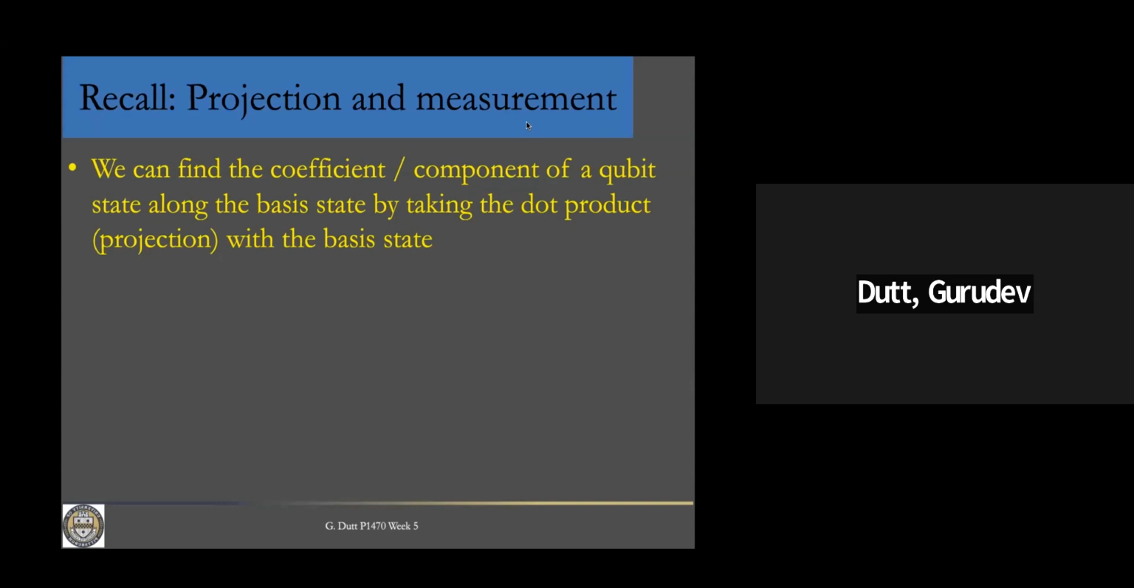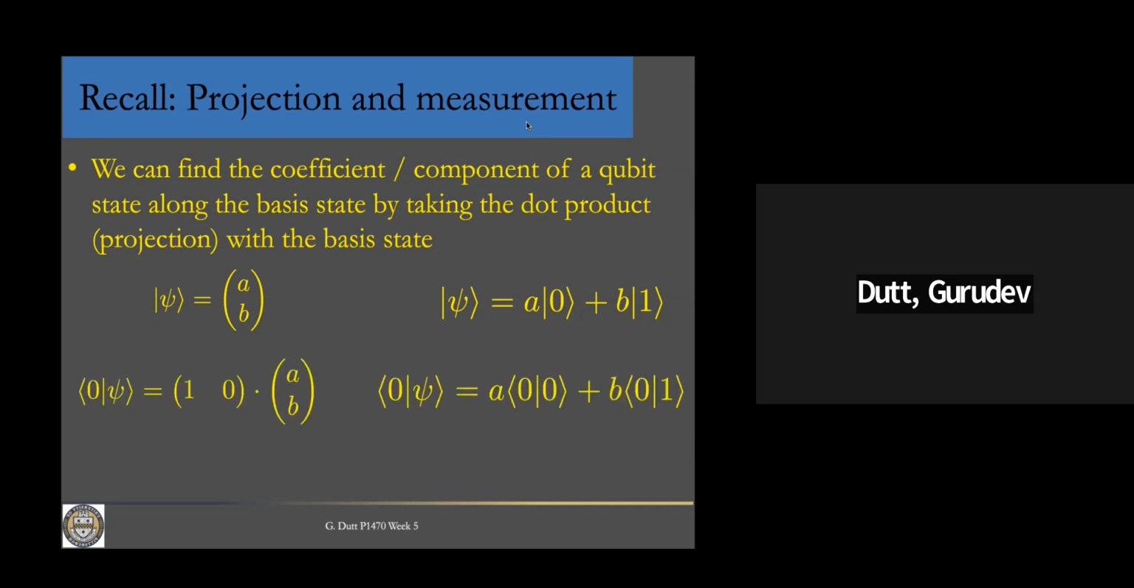As you may recall, we did an example where we talked about finding the coefficient of the qubit state psi along some basis state, 0 for example, by taking the dot product, which is like the projection of psi onto the basis state. So that was psi projected onto 0, which we write, of course, as bra 0 psi ket. So that is the bracket of 0 and psi, right?